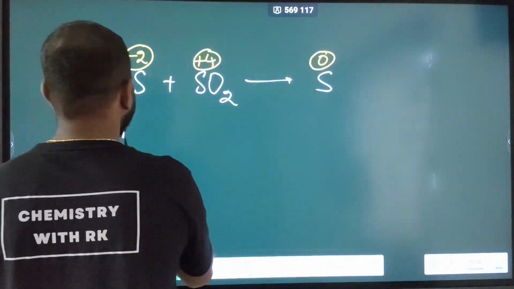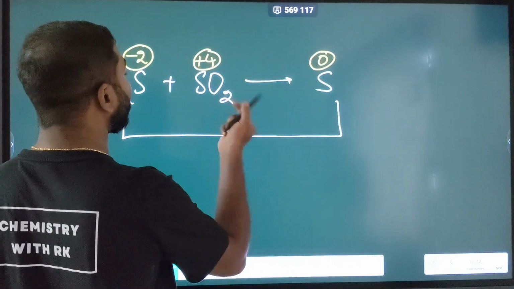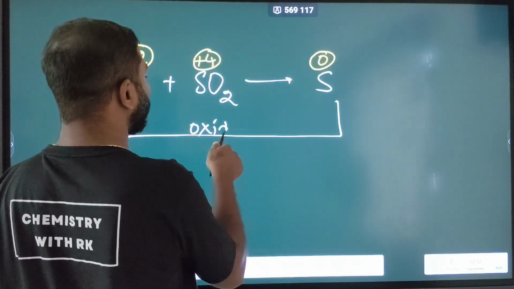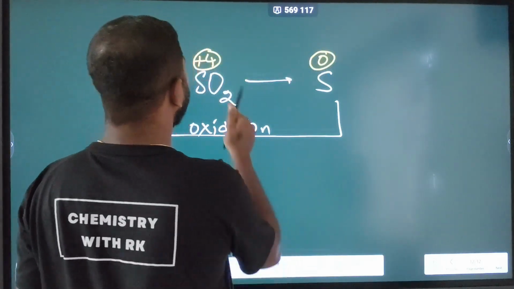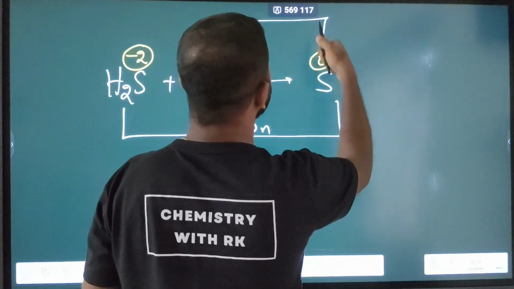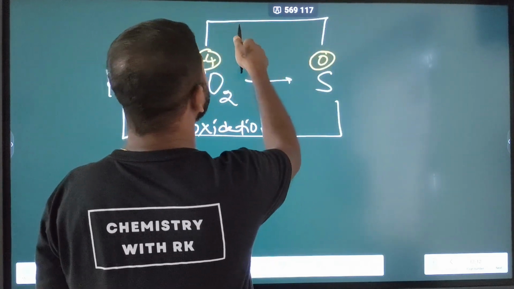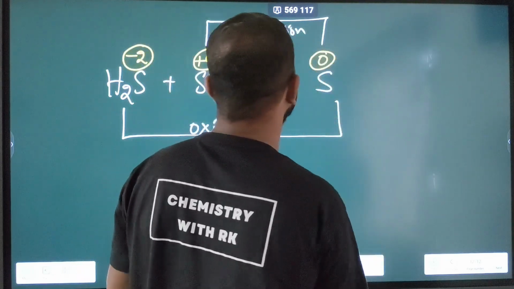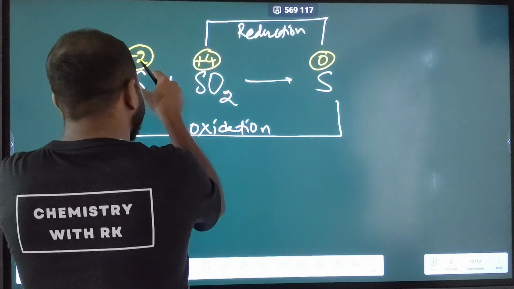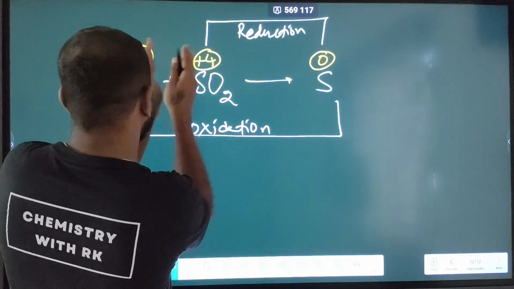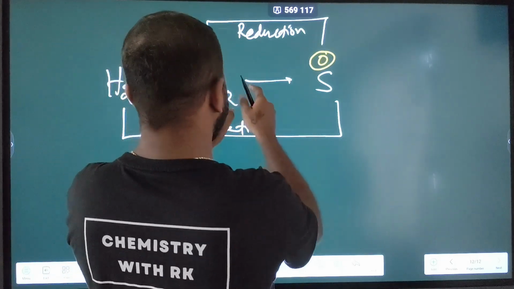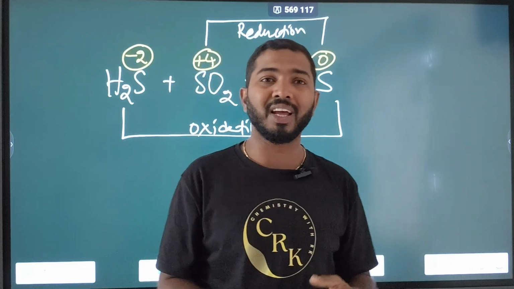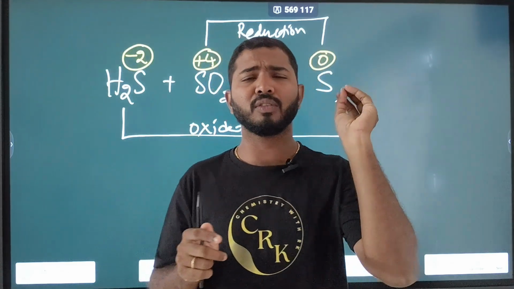So what do you observe? From minus 2 to 0, it is undergoing oxidation. The oxidation number is increased, so this is oxidation. And from plus 4 to 0, it is undergoing reduction. The oxidation number is decreased, so it is undergoing reduction. We can see the same element, sulfur, of two different reactants is undergoing both oxidation and reduction. Hence we can call it a comproportionation reaction.